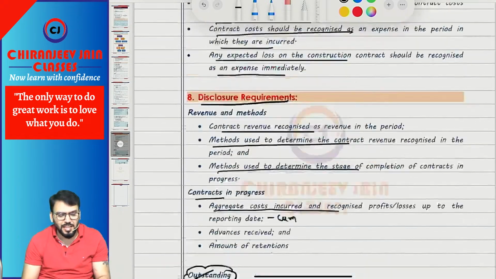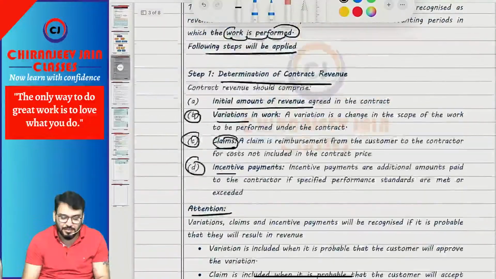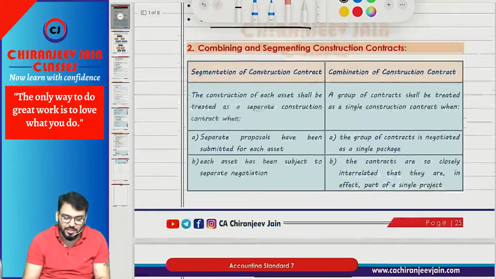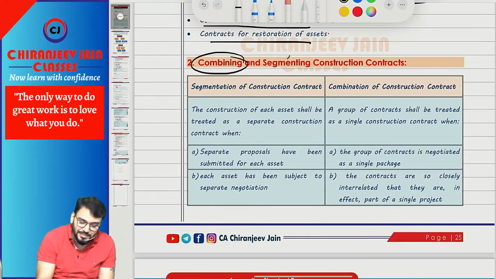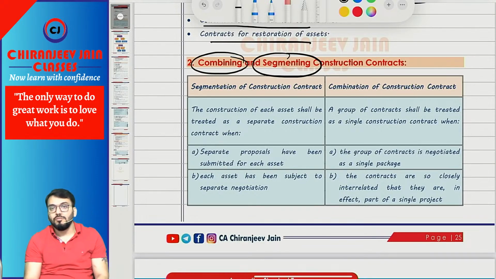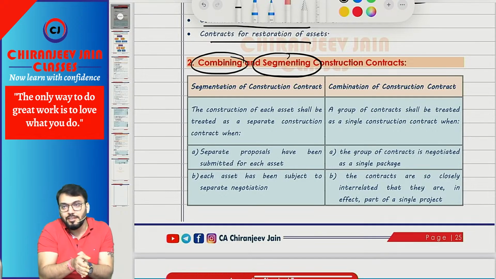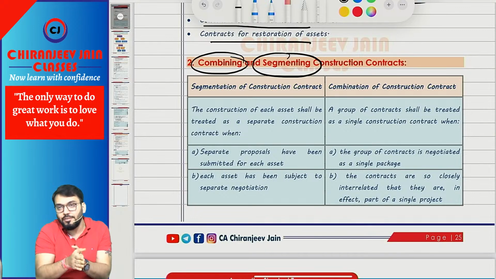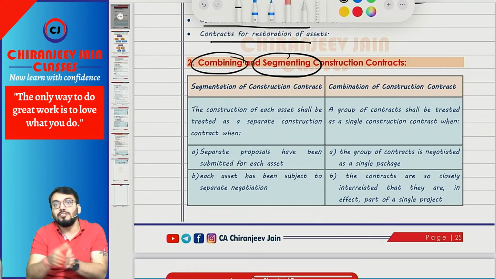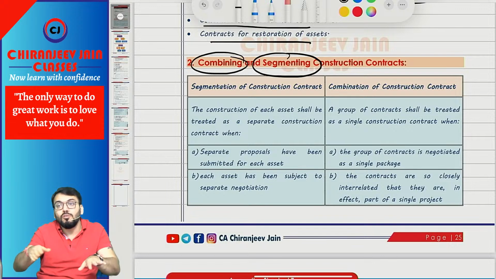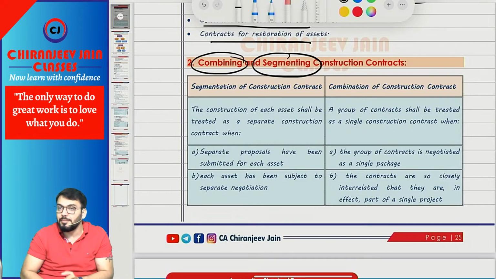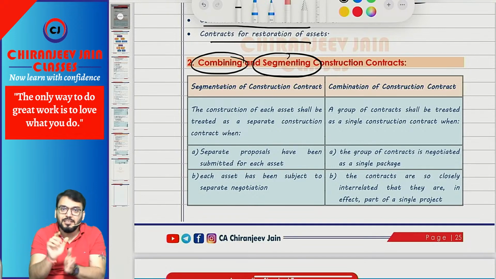Correct. This last point is what? Segmenting and combining. This may also be asked in the exam. The topic is when to combine two or more construction contracts as a single construction contract and apply AS7 on that contract. Segmenting means when one contract can be segmented into two or more contracts and AS7 applied separately. Understood? Suppose you have done three contracts for one customer. Can we combine? That is the question.